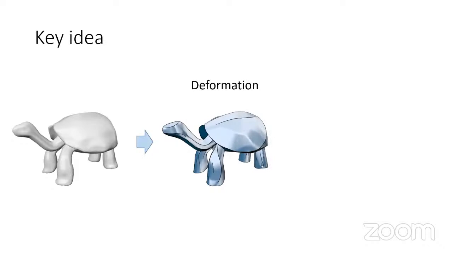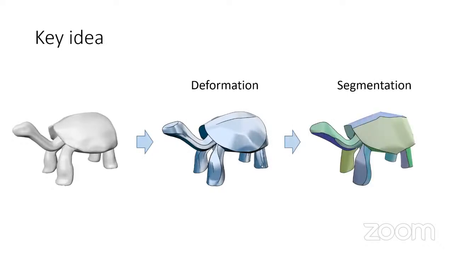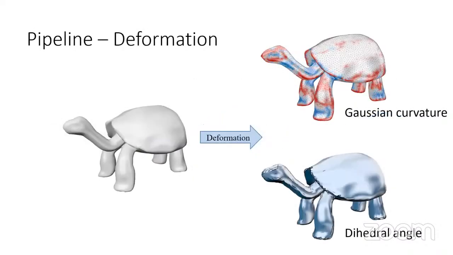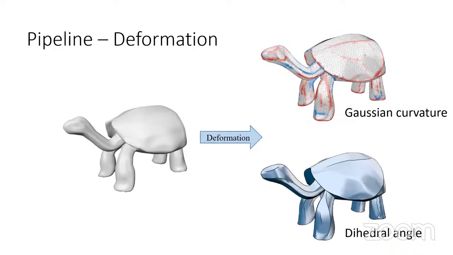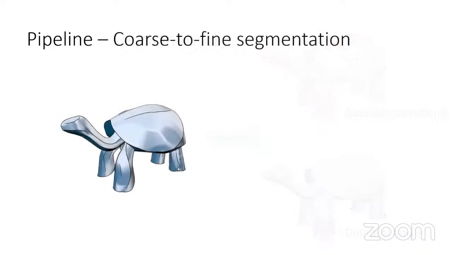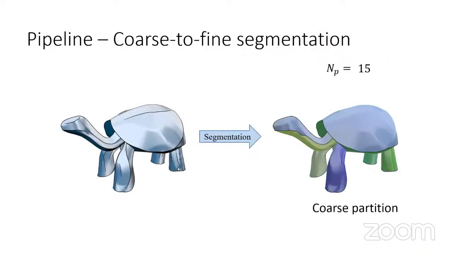To solve this problem, our key observation is that a deformed mesh after enforcing discrete developability is easily partitioned into nearly developable patches. Based on this key observation, we first deform the input to a nearly developable mesh by optimization of a developability-encouraged deformation energy. Then we use a coarse-to-fine strategy that first produces an over-segmentation based on the normal difference between adjacent triangles, and then reduces the number of patches based on the discrete Gaussian curvature.